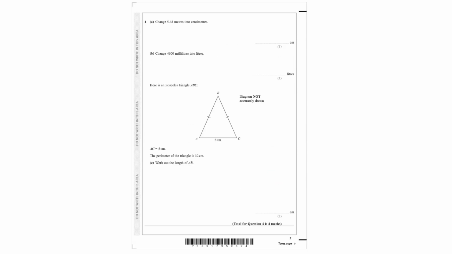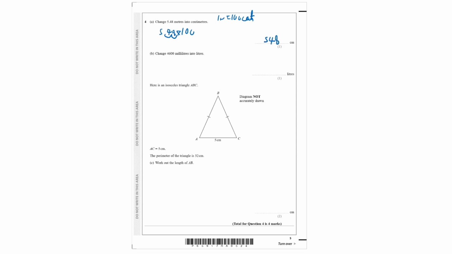Question 4. Change 5.48 meters into centimeters. 1 meter is equivalent to 100 centimeters. So we simply multiply 5.48 times 100. Now we can bring the decimal to the right twice, 1, 2, and that simply gives us 548 centimeters.